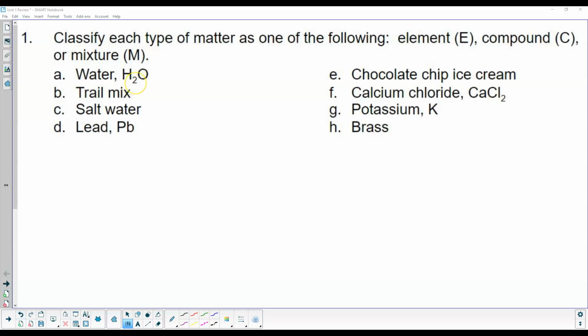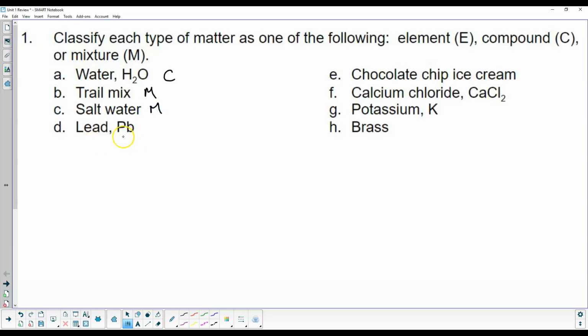So water, notice two capital letters. That's going to be a compound, all right? It's got a chemical formula. Trail mix, no formula, can have different stuff, so that's a mixture of things. Same thing with salt water. You can have different salts, you can have different amounts of salt in there. That makes it a mixture.